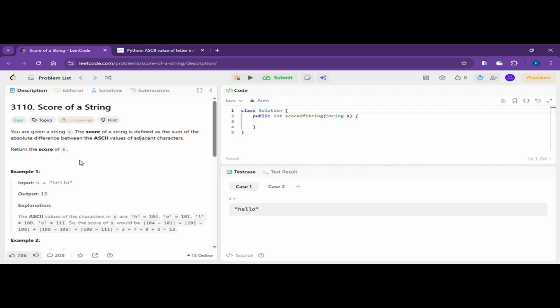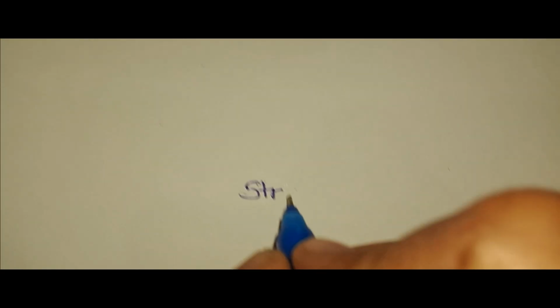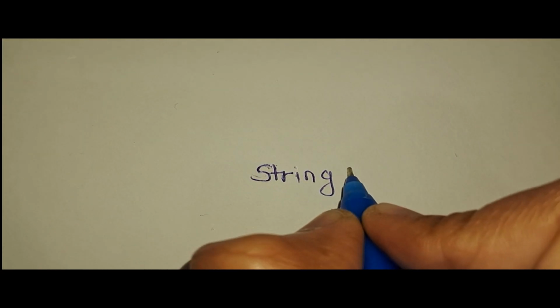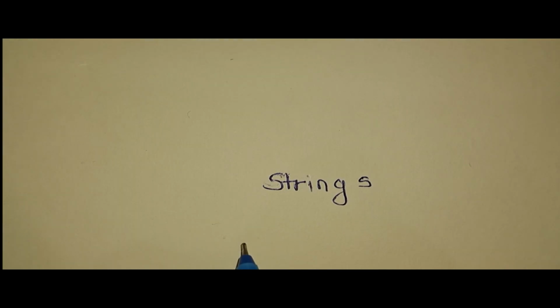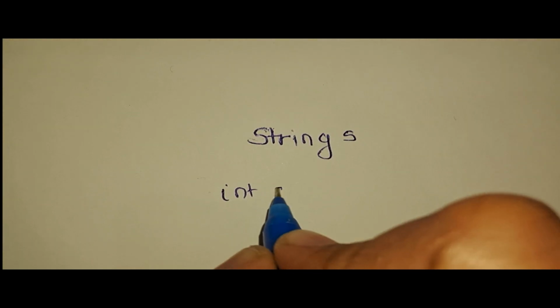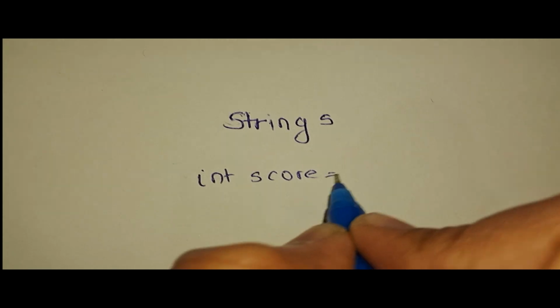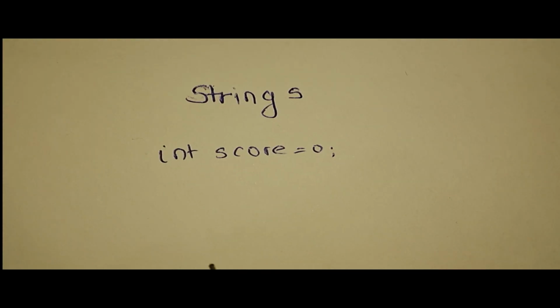I hope you have taken your time to understand and try to solve the question. Now, first of all, I'll try to give you a pseudo solution. I'll be switching to my notebook and my camera for your understanding. Suppose the string is s, then we can consider int score is equal to 0. This is just pseudocode. We will be writing another code.